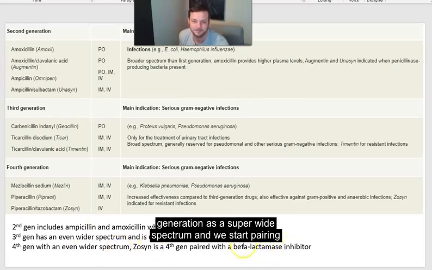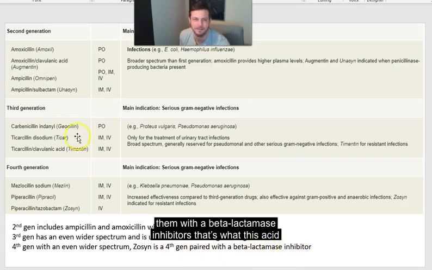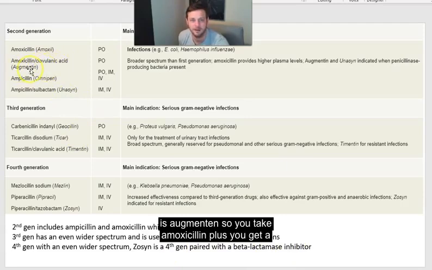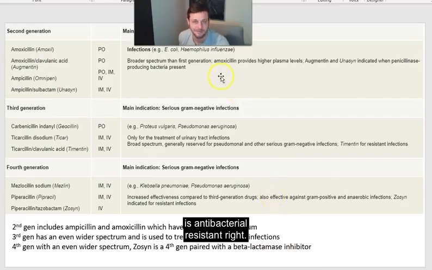And we start pairing them with beta-lactamase inhibitors. That's what this acid is with augmentin. So you take amoxicillin plus you get a beta-lactamase inhibitor that will also affect anything that is antibacterial resistant, right?